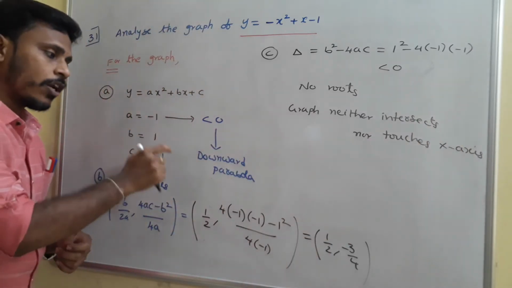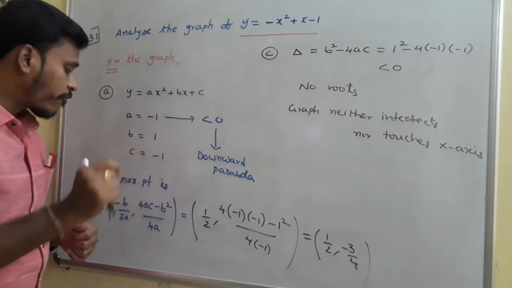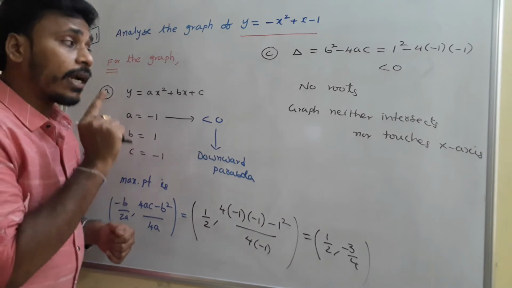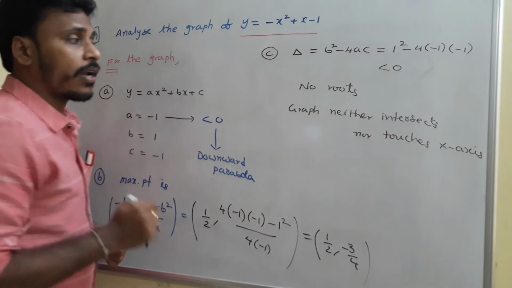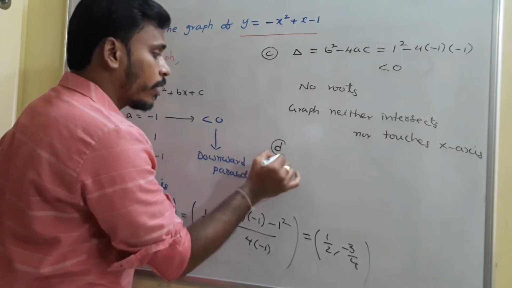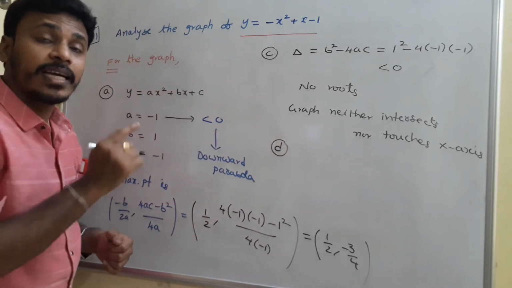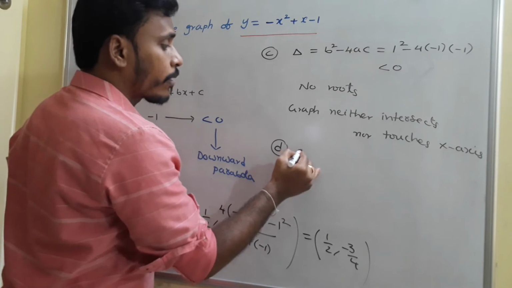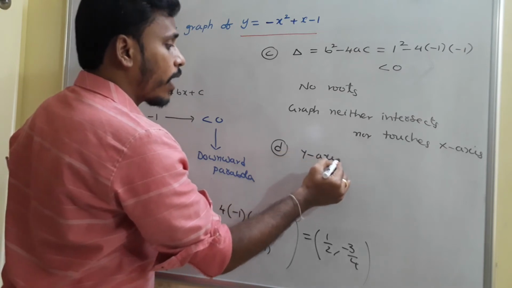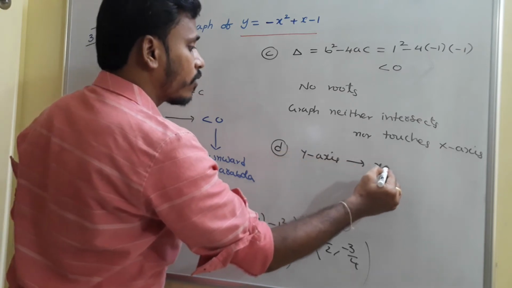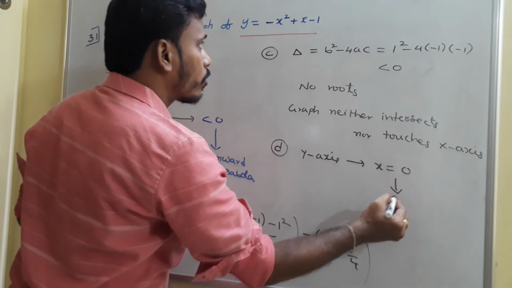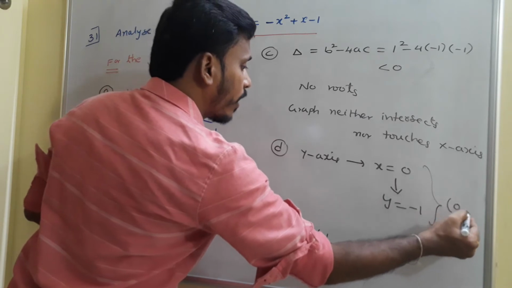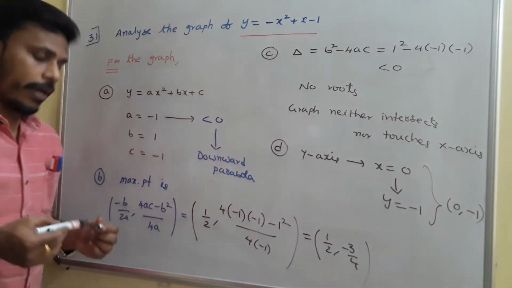So the graph is a downward parabola. The graph will have a maximum point at 1 by 2 comma minus 3 by 4, and the graph neither intersects nor touches the x-axis. And the next one, D. Whenever the graph of this expression intersects the y-axis, for the y-axis, you will say that x equals 0. If x equals 0, the value of y is minus 1. From there, one point on the graph is 0 comma minus 1.